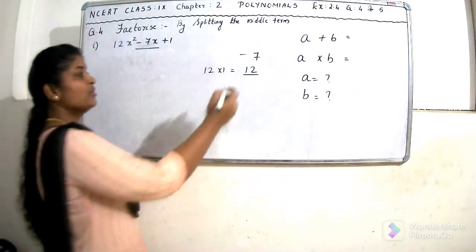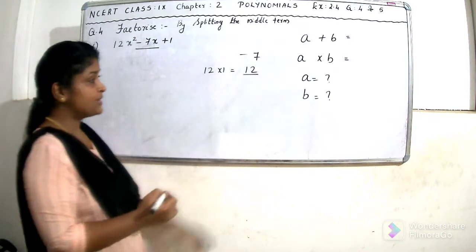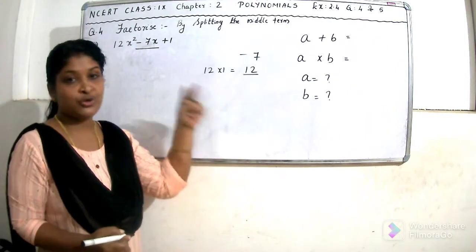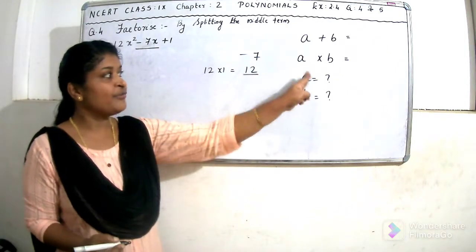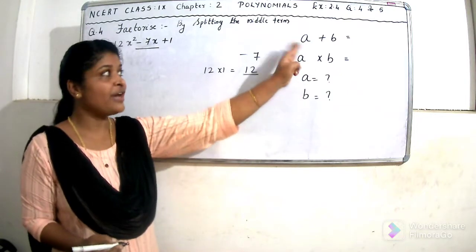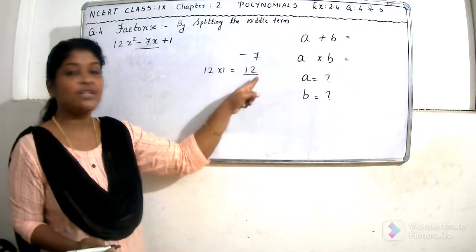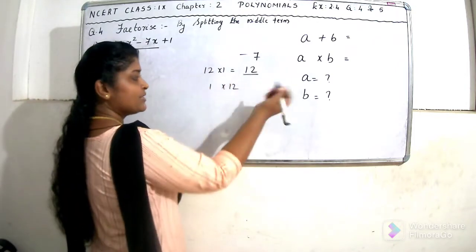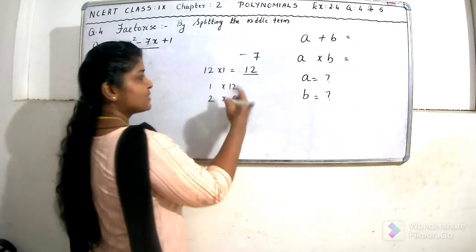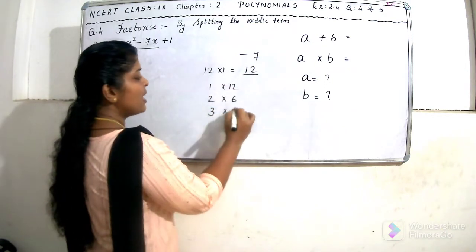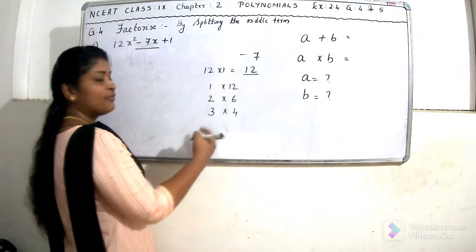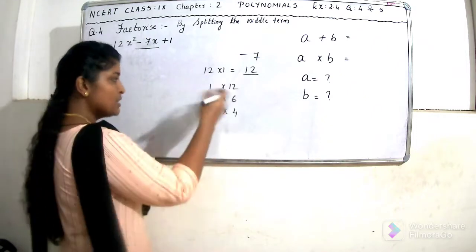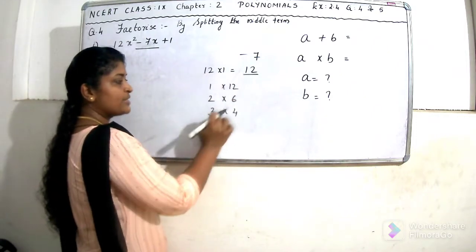So here 12 is the number, that's the product. So we have to find all the factors of 12, in pairs. Only then, when we add and multiply, can we satisfy these two conditions. So what are the factors of 12? 1 and 12, that is equal to 12. 2 and 6, factors of 12. 3 and 4. Then after 4, 5 is not going, and 6 we already wrote. So these are the factors of 12. Now the pairs are 1 and 12, 2 and 6, 3 and 4.